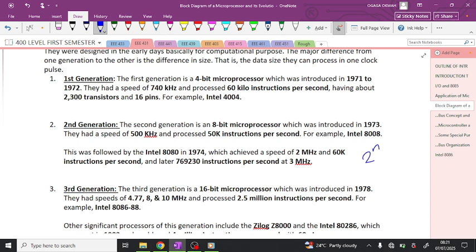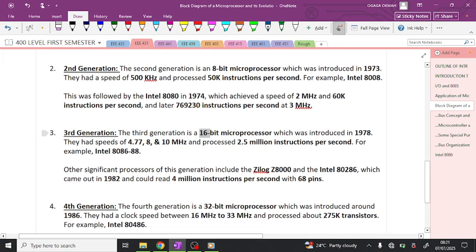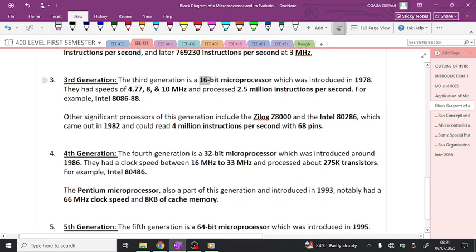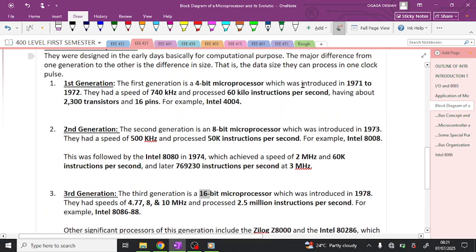At least have an idea of it. First generation 4 bits, second generation 8 bits, third 16 bits, fourth, what do you think? 32 bits, fifth 64 bits. So this is the main difference.